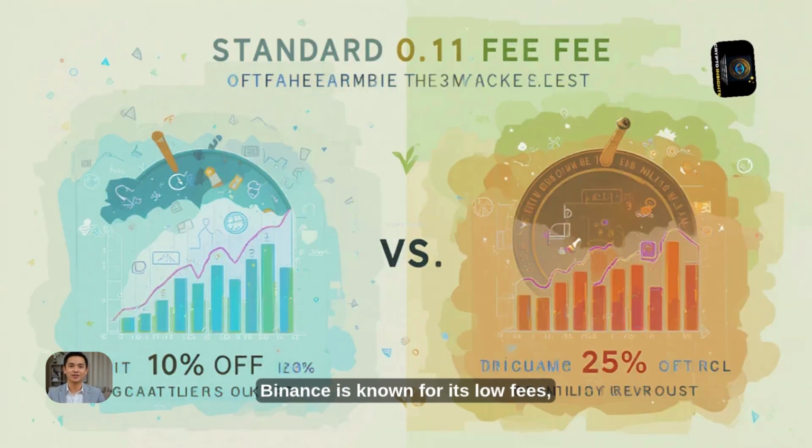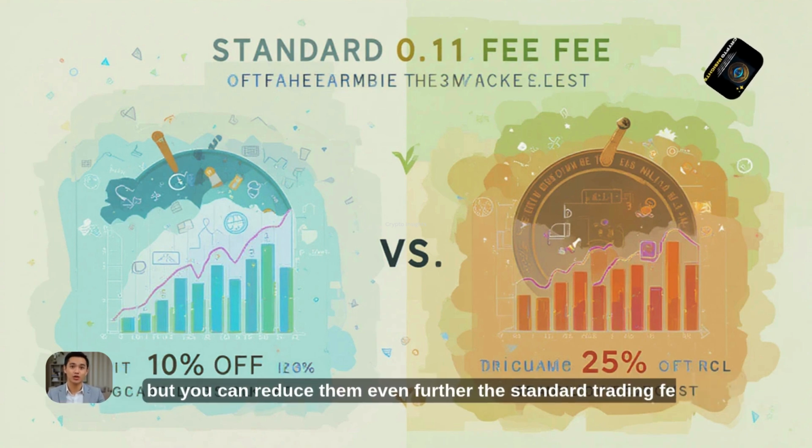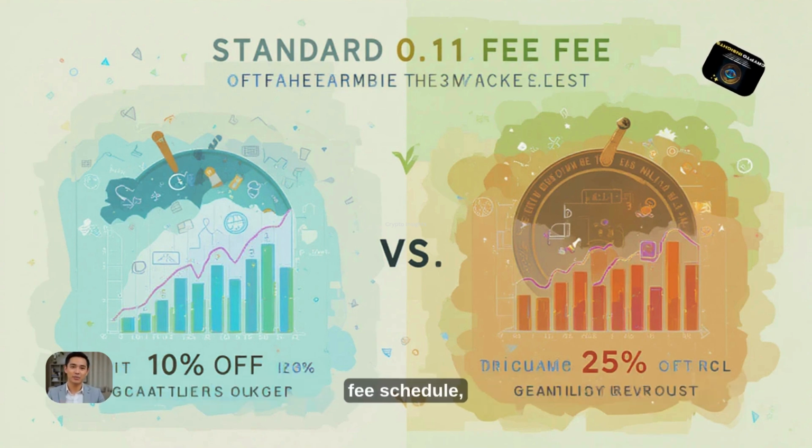Binance is known for its low fees, but you can reduce them even further. The standard trading fee is 0.1% per trade. You can view the complete fee schedule on their website.